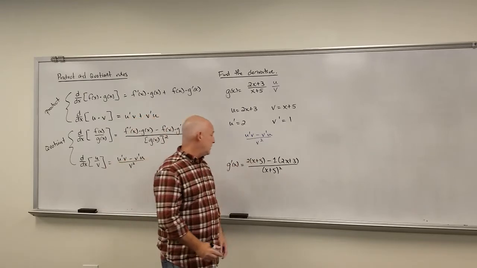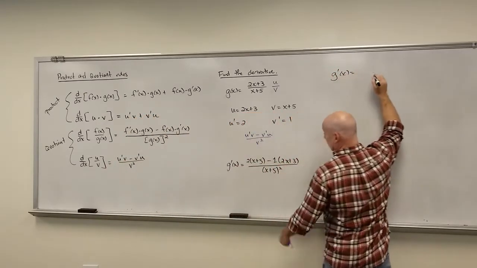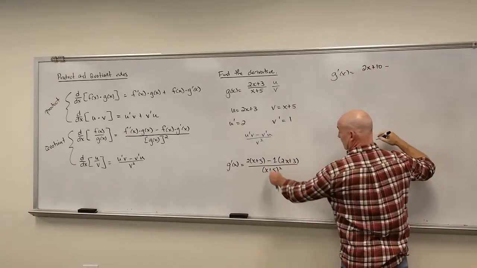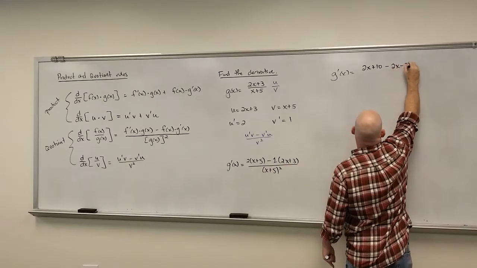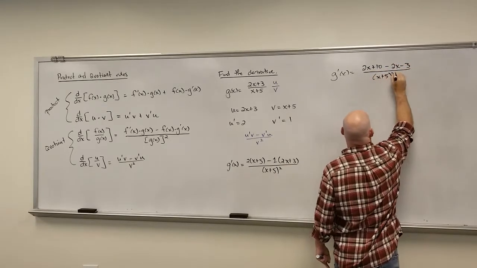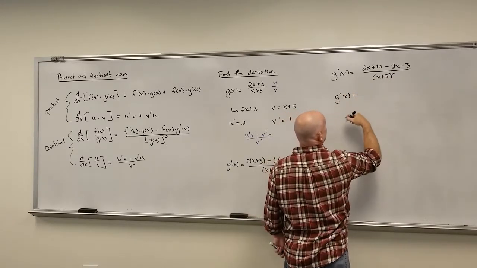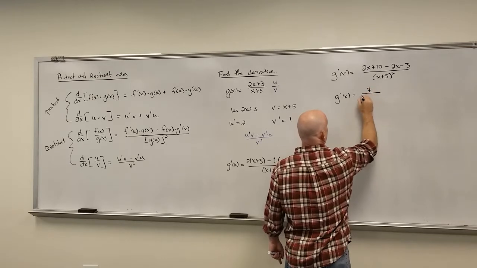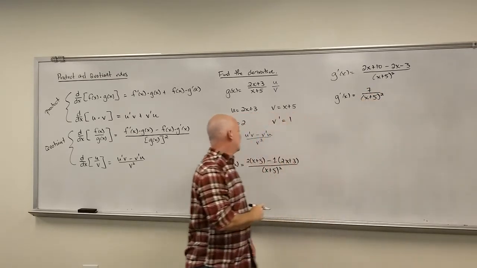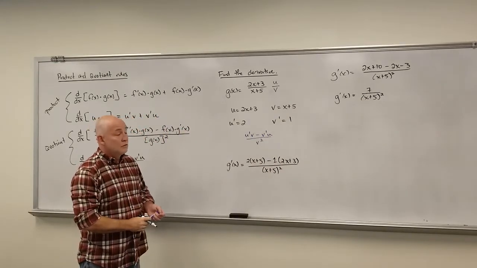I'm going to distribute everything out on the top. So let's see, g prime of x would be, when we distribute, that's 2x plus 10 minus 2x minus 3. We distributed the negative 1, all over x plus 5 squared. Or g prime of x would be, let's see, the two x's are going to reduce, so we have 7 over x plus 5 squared. All right, so that's simplified quite a bit. Okay, so there is the derivative using the quotient rule.